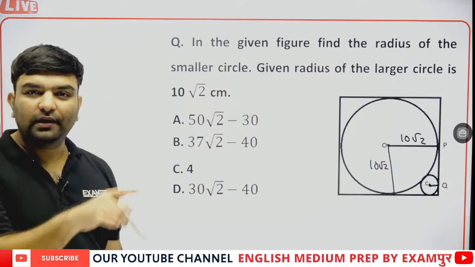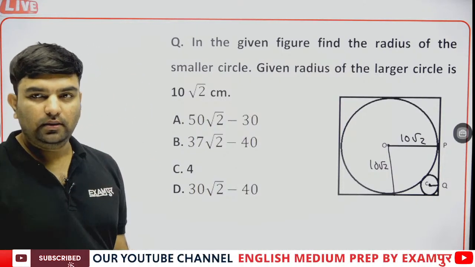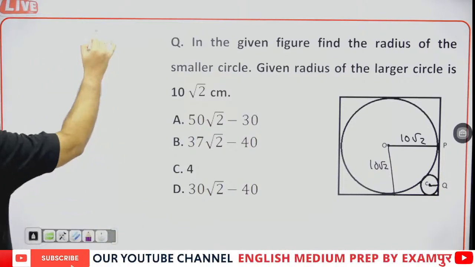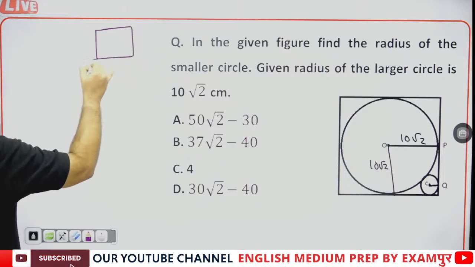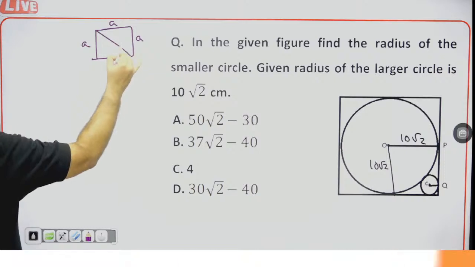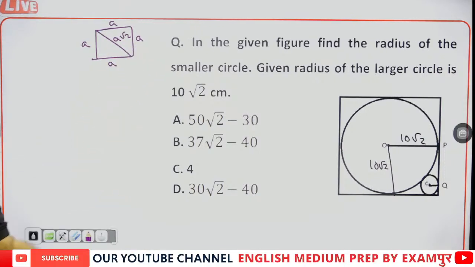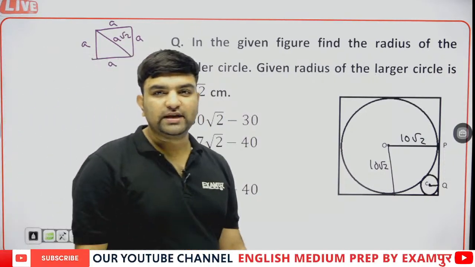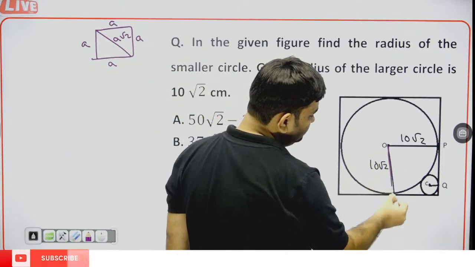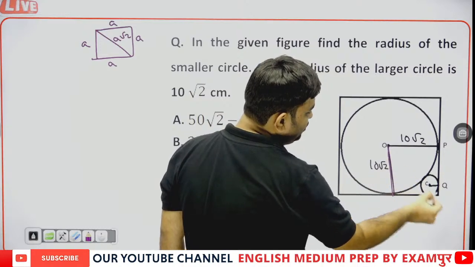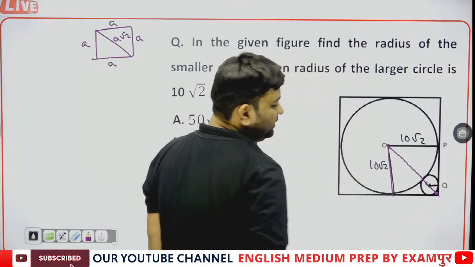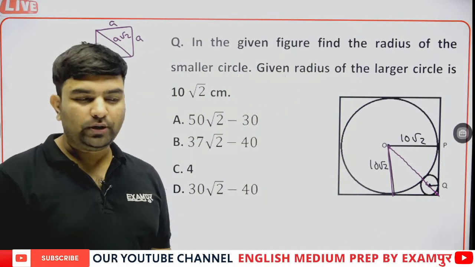What is the diagonal of a square? For a square whose side is A, the diagonal is A root 2. So this total diagonal is root 2 times 10 root 2.